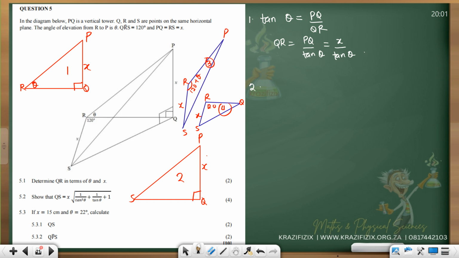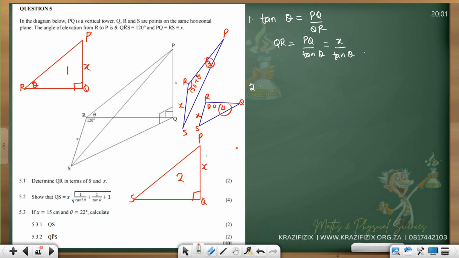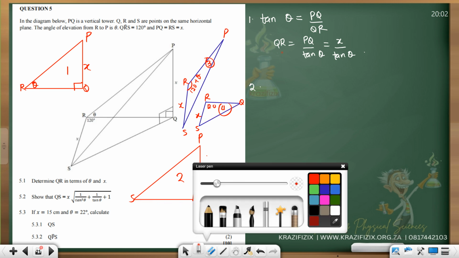Do I know SQ? Nope. Okay, where's QS? I see that QS is in triangle 2. All right. Oh, wait, what do I know? I know QR, right? I told you, write the information.